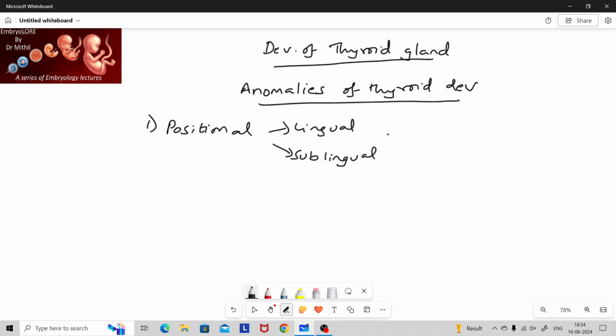What happens is that the thyroid tissue infrequently forms somewhere along the thyroglossal duct. In the previous video we have seen that. So that is the most common abnormal site of thyroid tissue formation, which is why it is called the lingual thyroid. And if it is somewhere high in the neck, just below the hyoid bone, that is called the sublingual thyroid. Okay, so now let us try to understand with a small diagram here.